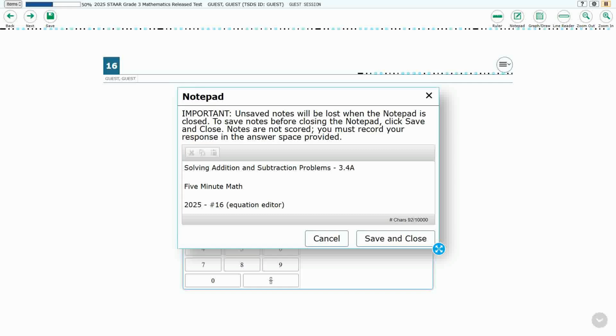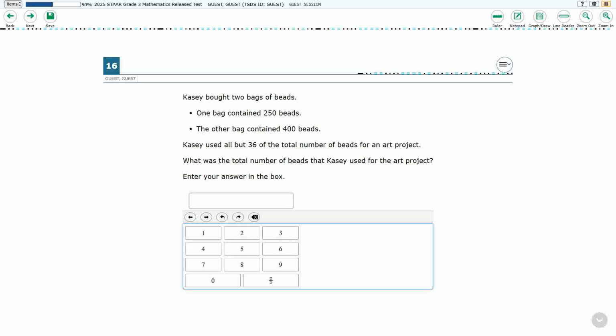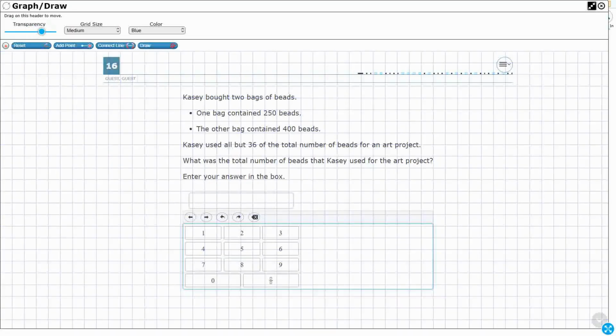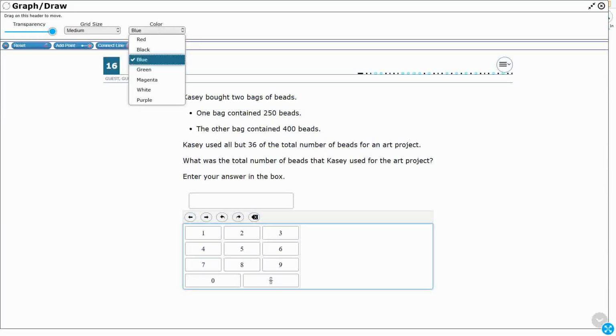Today we are looking at the third grade concept of solving addition and subtraction problems. This is standard 3.4a in the great state of Texas, and we are using item number 16 off the 2025 release STAAR test. This is a new item type called equation editor, and if you haven't done so already, please go ahead and take a moment to pause the video, work this problem out on your own, unpause it, and we will look at our answers together.